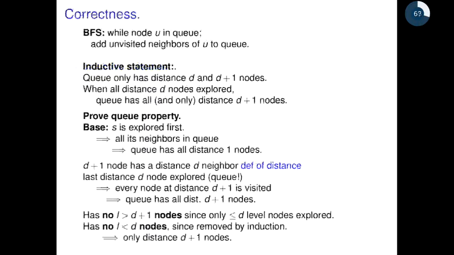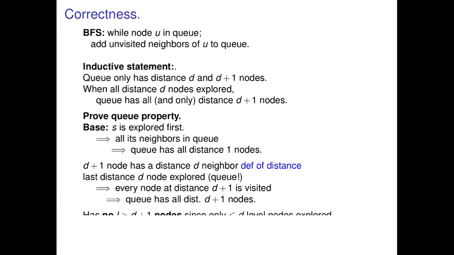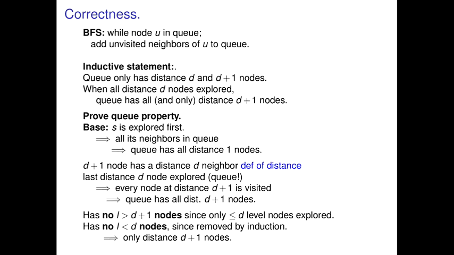Excuse me? Yeah. Could you explain more why it has all the distance D plus 1 nodes and not just only D plus 1 nodes? It has all of them because we know they're all visited by this time, since by induction we've processed all the distance D nodes. So we know one of their neighbors is processed. When that neighbor is processed, it puts the node in the queue, and that's why it's always in the queue. The only way it could not be in the queue is if it was already visited in a previous iteration, right?